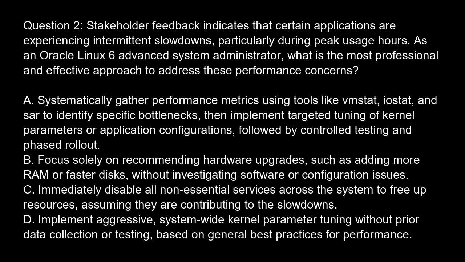Option B. Focus solely on recommending hardware upgrades, such as adding more RAM or faster disks, without investigating software or configuration issues. Option C. Immediately disable all non-essential services across the system to free up resources, assuming they are contributing to the slowdowns. Option D. Implement aggressive, system-wide kernel parameter tuning without prior data collection or testing, based on general best practices for performance.